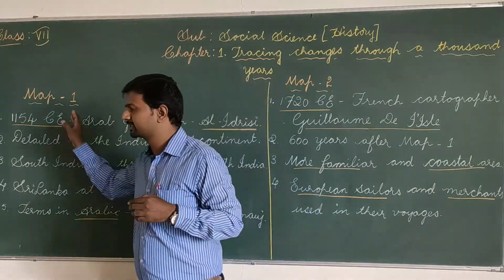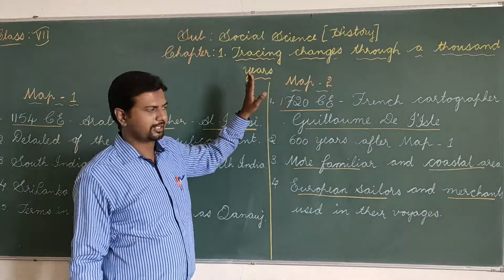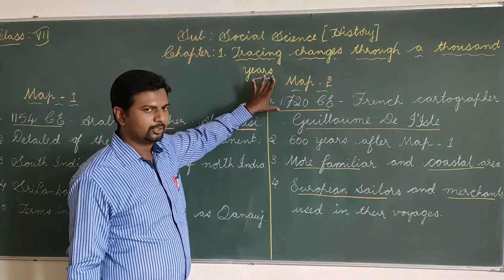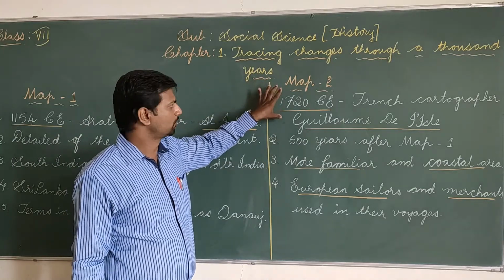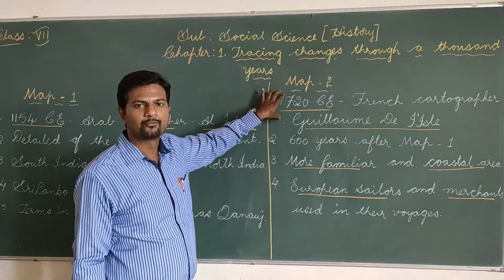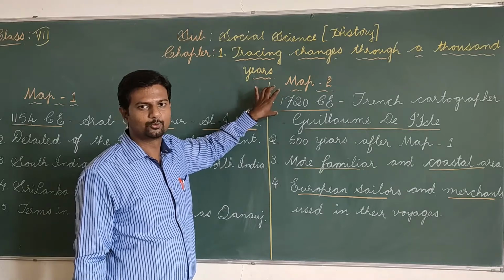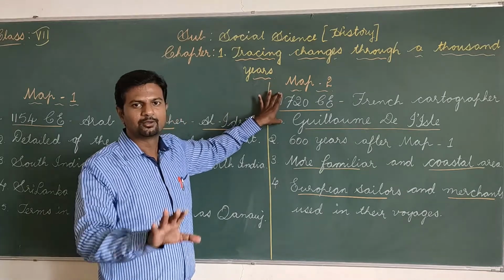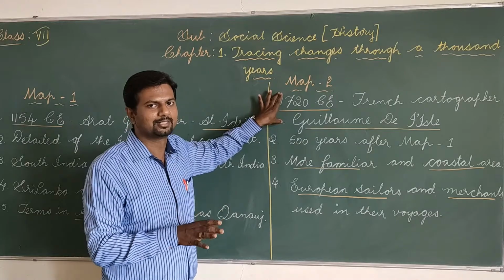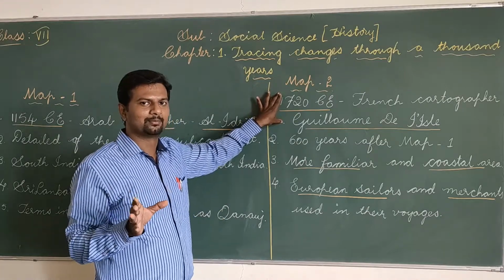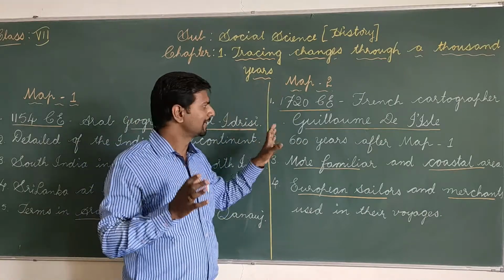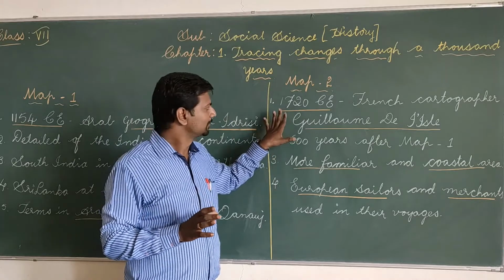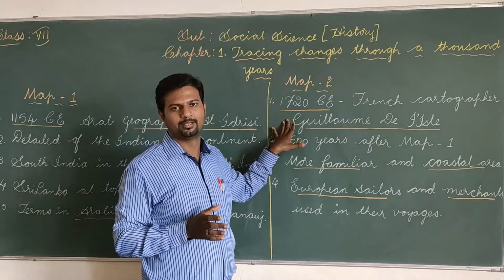The next map is map 2. You can see it in your textbook, so you need to refer to it. When you watch this video, you need to refer to the textbook. Unless you open the textbook, you will not be able to understand what I am saying. You will simply listen, but you won't imagine how the map looked. So this is very important.